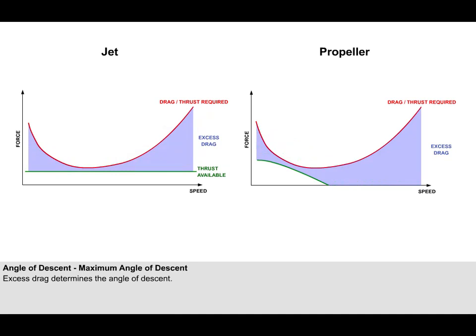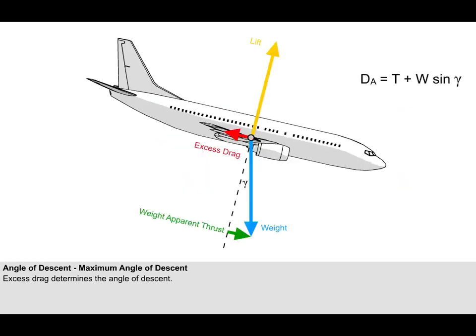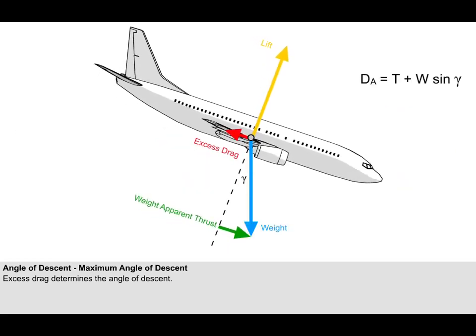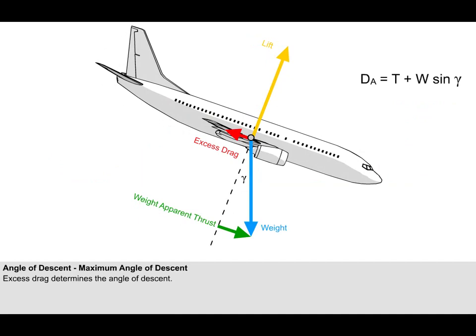If it were a performance priority to maximize the angle of descent, then from the theory we have seen so far, we would have to maximize excess drag. If thrust is reduced to 0, notice that the excess drag area is a maximum, but to obtain the maximum excess drag, the aeroplane needs to be accelerated to a very high speed, as shown. This can be achieved by closing the throttles and continuously lowering the nose of the aeroplane so as to cause the increasing amount of weight apparent thrust to accelerate the aeroplane. As speed rises even more, both the excess drag and the angle of descent will increase.